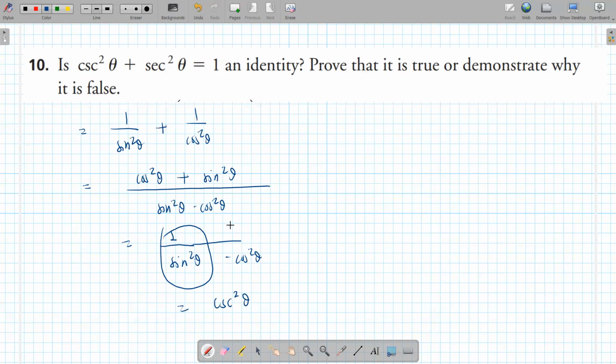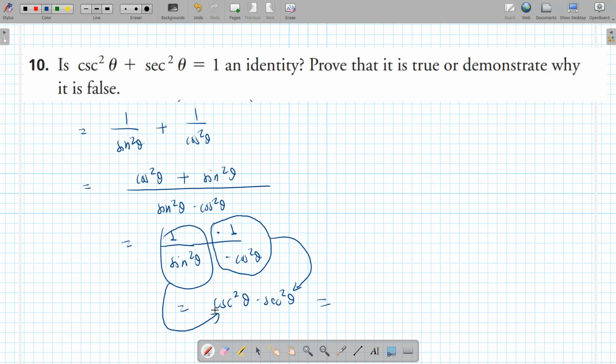You can always multiply by a 1, keep that in mind. What's 1 over cosine squared? It's secant squared. 1 over cosine is secant, 1 over sine is cosecant. So this comes with this, and this comes with this because I just multiplied it by a 1.